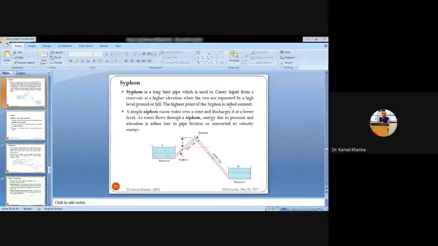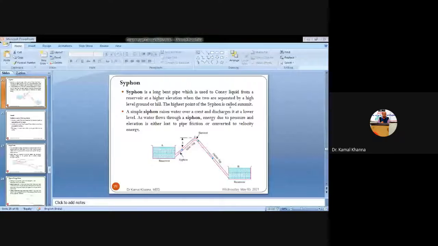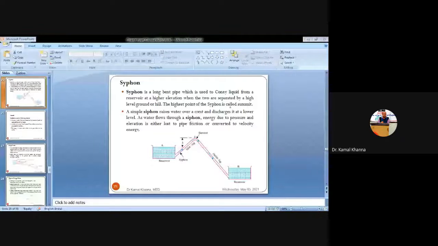Whenever you are transmitting the water, you can see initially it has the energy due to the height, that is called the potential energy, and it has some pressure energy, because you can see it is connected at the lower end of the reservoir, so the pressure will be more at the lower portion of the reservoir. That is why I'm saying that it has two kinds of energy. First is the pressure energy and second is the potential energy.